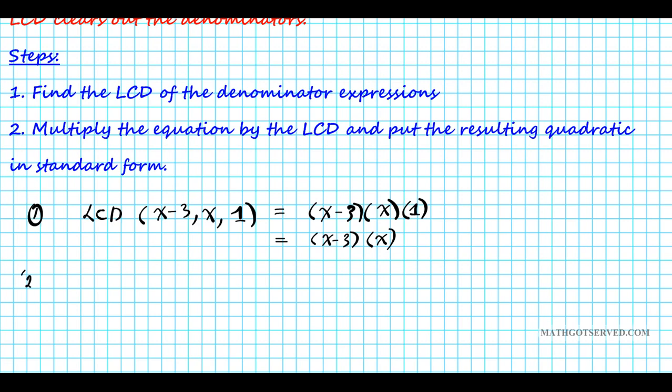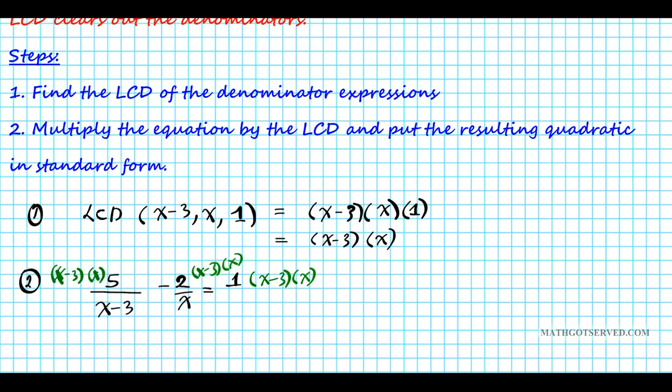Now, step 2, we want to clear out the denominators. So we'll rewrite the original problem, 5 over x minus 3 minus 2 over x equals 1. Now, what are we going to do? We're going to multiply every single term by the LCD. So we have x minus 3 times x, and then this one times x minus 3 times x, and then this term times x minus 3 times x.